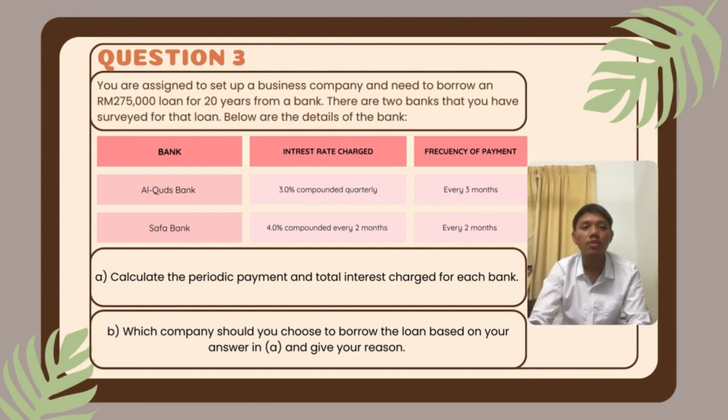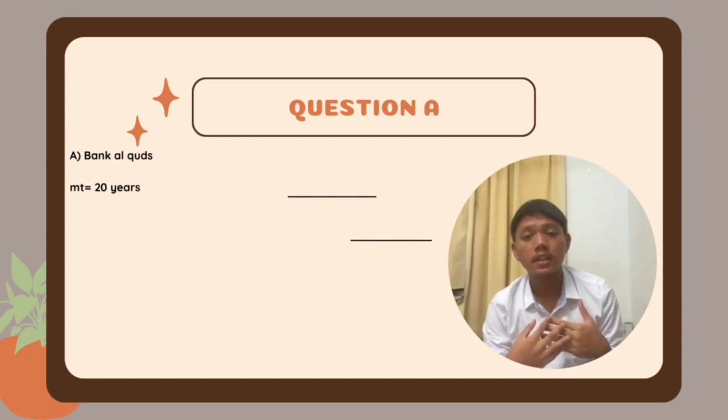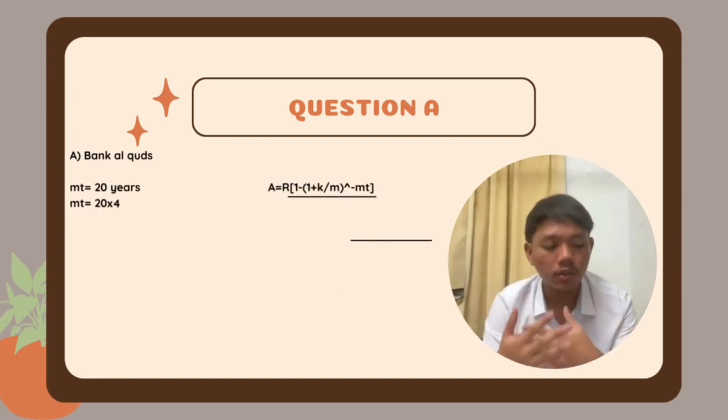First, we have Al-Quds Bank with 3.0% compounded quarterly, and the frequency of payment is every 3 months. Second, we have Safa Bank with an interest rate charge of 4.0% compounded every 2 months, and the frequency of payment is every 2 months. For the question, A. Calculate the periodic payment and total interest charge for each bank. And B. Which company should you choose to borrow the loan based on your answer in A, and give your reason. First, I will discuss my question 3A and show you how I solve it.